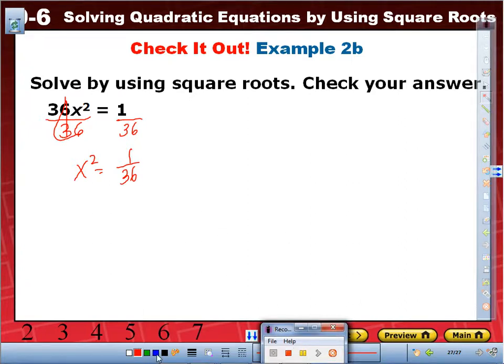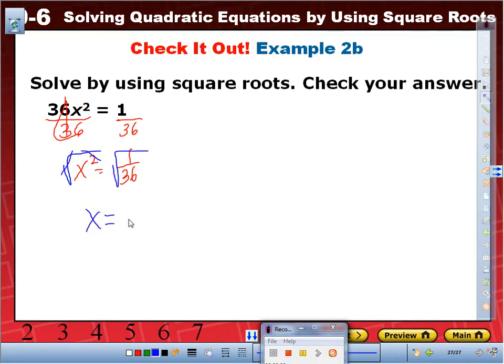All right. So what's our last step? Square root, square root. We're left with x equals plus minus 1 over 6. Nancy, you got that? Okay. Let's do another one.